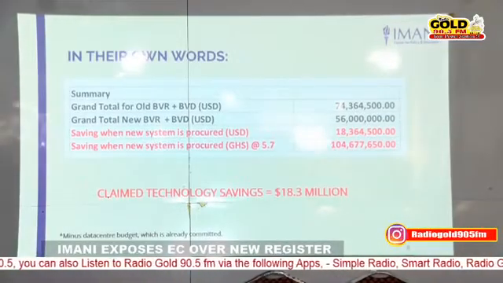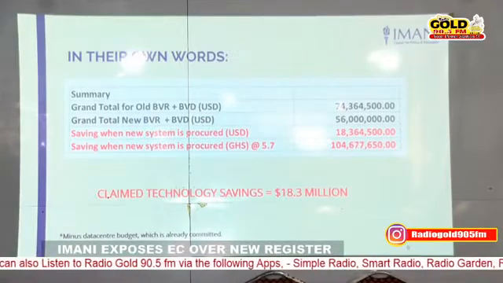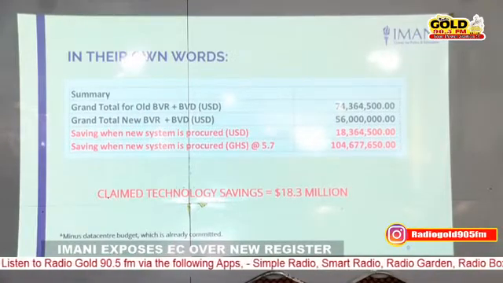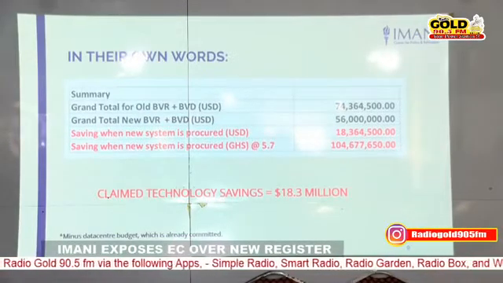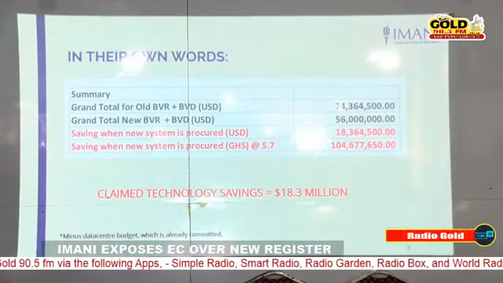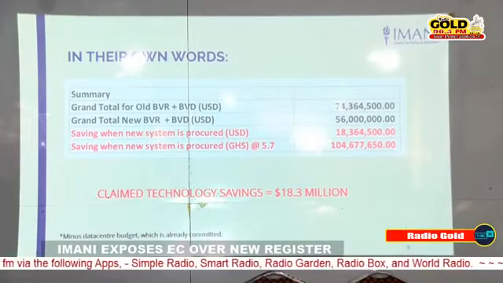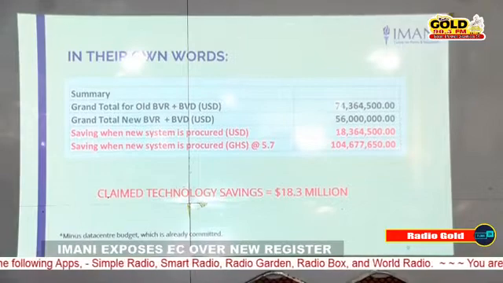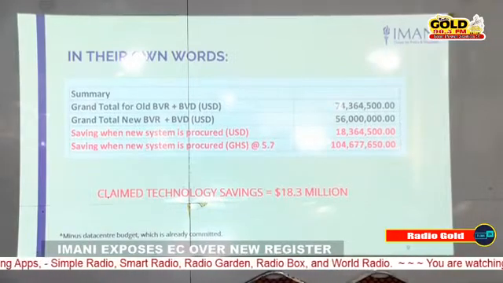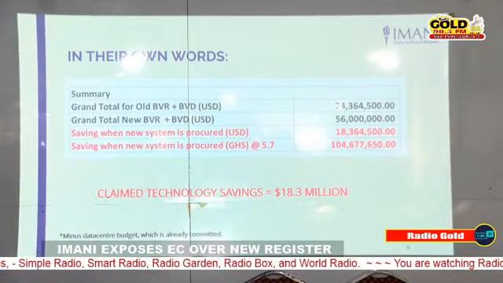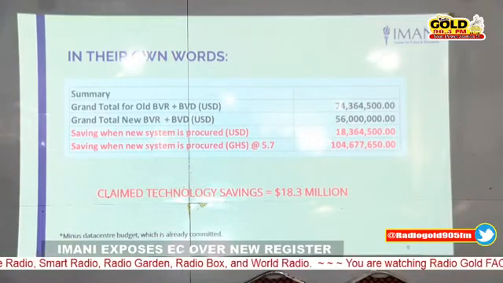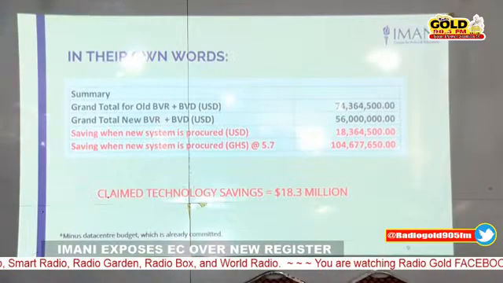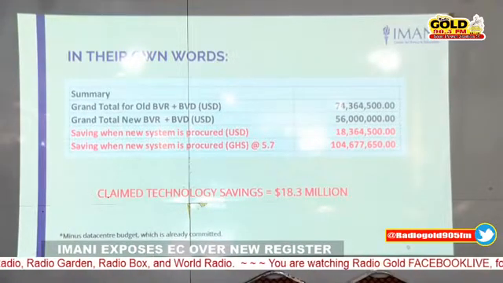Because in this country, people have a tendency of putting words in people's mouths. I just wanted you to see the EC's own way of putting the point that I've just made. They've told you that if you buy the BVR and the BVD for the existing one and you try and improve it by refurbishing or whatever, this is what it will cost. If you get a whole new system, this is what it will cost. This is the savings that you will make. So this is the savings you make on technology alone.